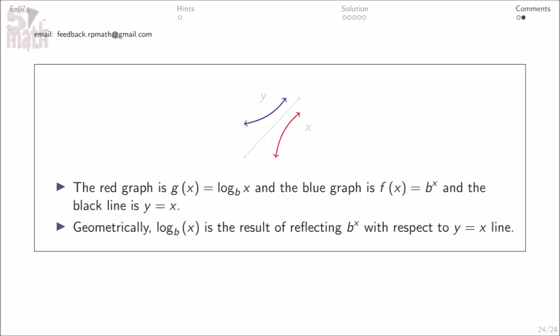The red graph is g(x) = log base b of x, and the blue graph is f(x) = b^x, and the black line is y = x. Geometrically, log base b of x is the result of reflecting b^x with respect to the y = x line.